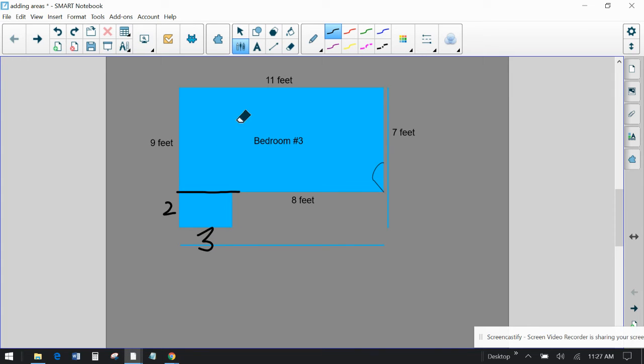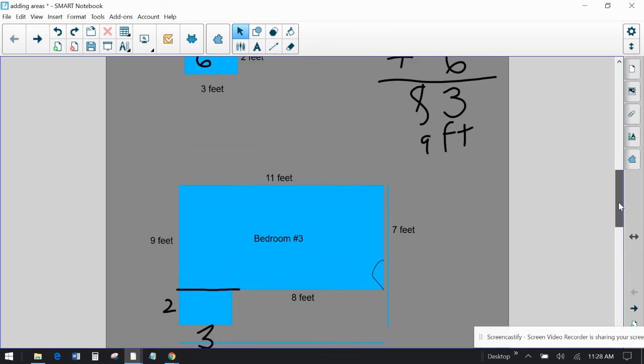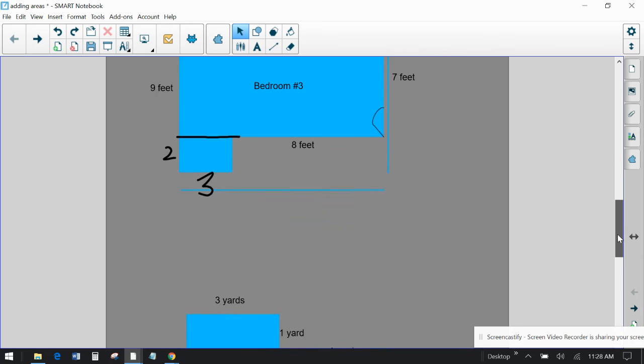So now I know the dimensions of the closet, and I know the dimensions of the main part of the bedroom. Obviously, we already knew this from the previous problem, but the detective work is important if you don't have all the side lengths given. So we could solve this as a 6, and this is 77. 77 plus 6 is 83 square feet.